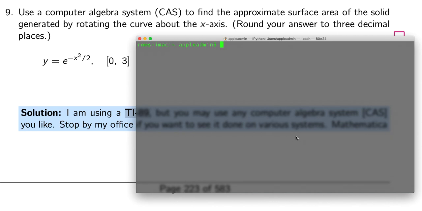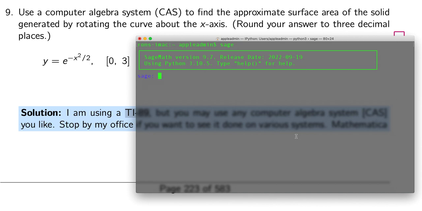Okay, so it says use a computer algebra system. I'm going to use a computer algebra system called Sage. I'm going to launch it from my terminal. And what is a computer algebra system? It's abbreviated CAS. CAS means computer algebra system. Defines an approximate surface area of the solid generated by rotating the curve about the x-axis.